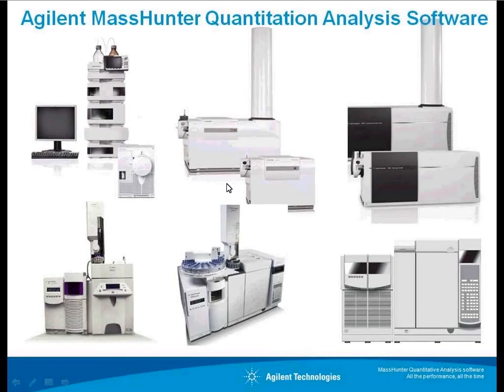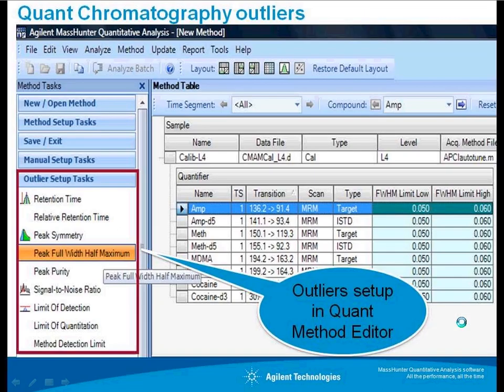I would like to discuss a set of outliers together that I'll call chromatography outliers. These report metrics on peaks, especially peak shape. So if we look at the quant method editor, you'll see in the outlier tasks peak symmetry, full width at half height maximum, peak purity, signal to noise, and then a set which are going to, with established limits, tell you if the concentration is at that level: limit of detection, limit of quantitation, and MDL, method detection limit.